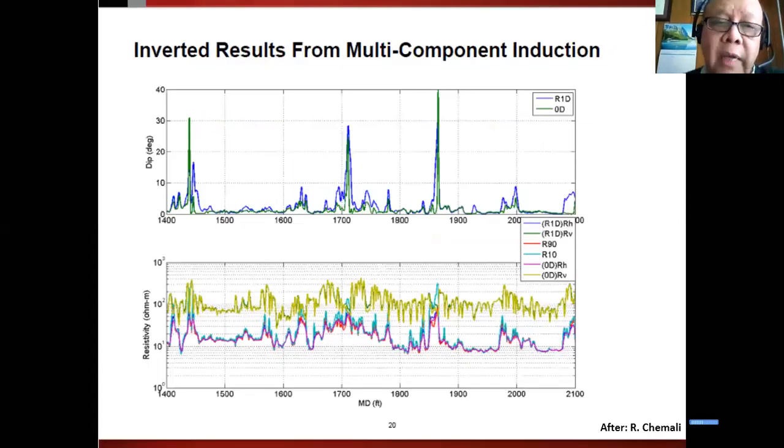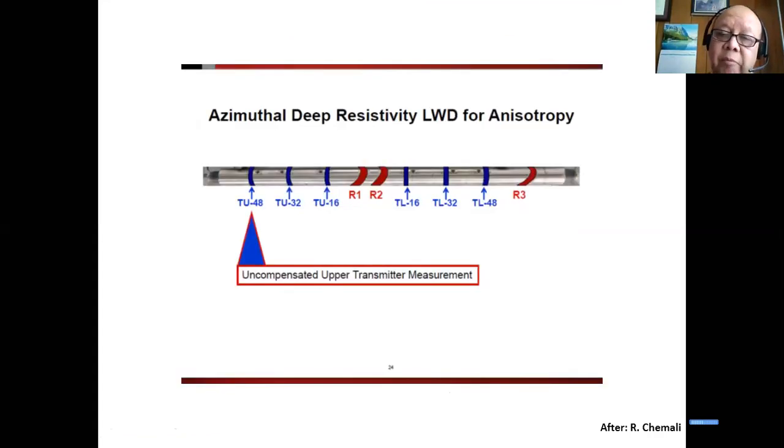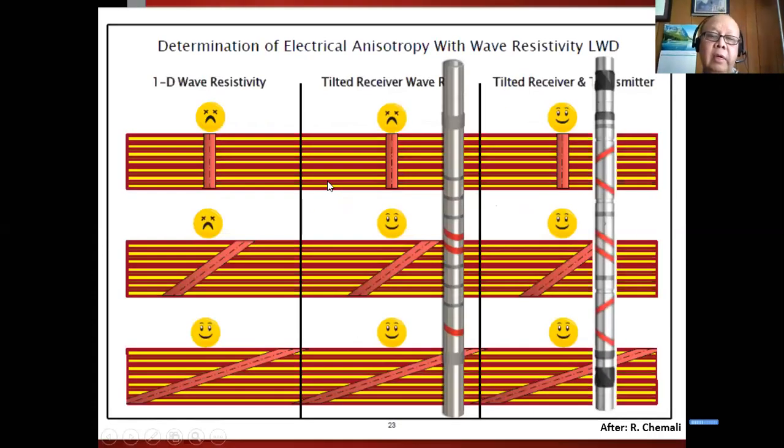So once we get the multi-component induction results or measurements, we can invert them to get back the RV and RH, and then from RV and RH, by solving for the well angle and the shale volume and the sand volume, we can get back the RSEN. So here is an example of the LWD azimuthal deep resistivity tool with the tilted receivers and tilted transmitters. So here it's a cartoon.